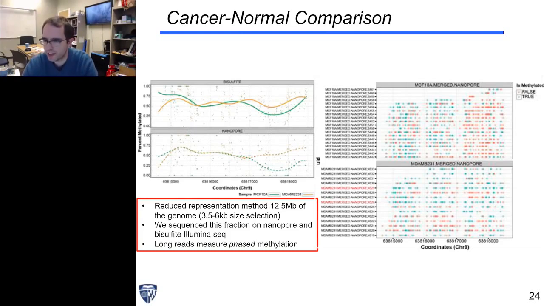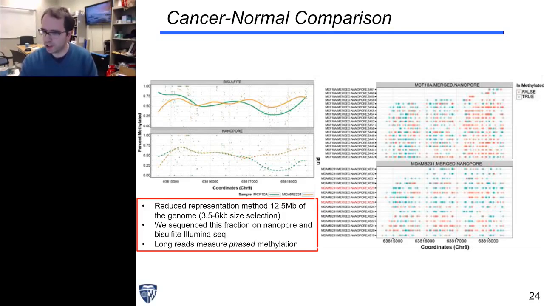Pictured here on the right, and this is where it gets a little bit more exciting, is an image of individual nanopore sequencing reads that stretch across the same region as pictured on the left. The left is a summary of, for all the reads, what's the percent methylated. But here I've broken that up on the right, and I'm showing you individual reads as each row, and the colored dots indicate if it's methylated in blue or unmethylated in red.